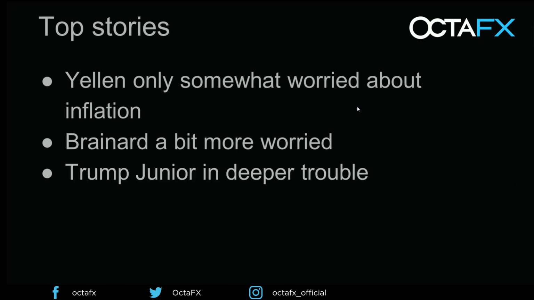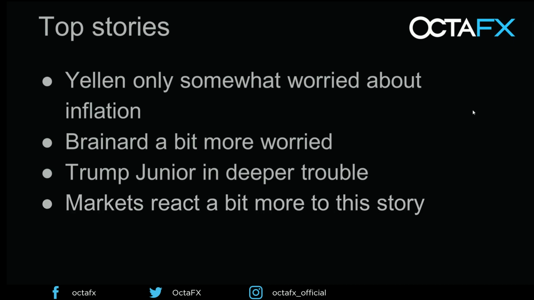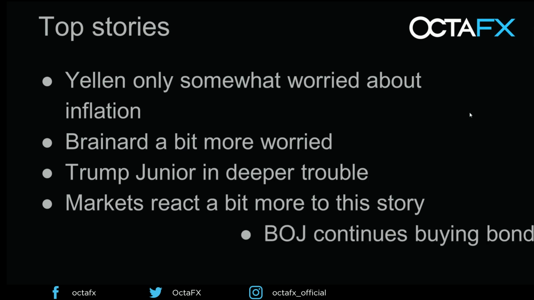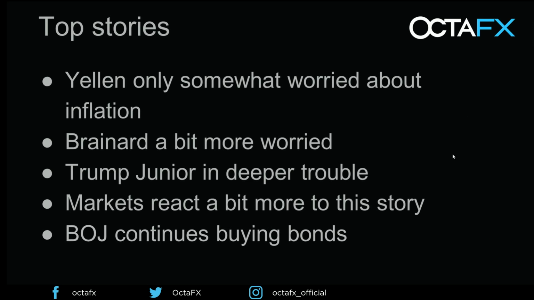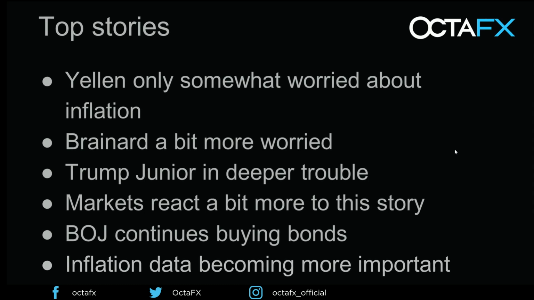Trump Jr., the son of the president, Donald Trump Jr., is in deeper trouble, and this is having some effects on markets. So we know now that he had some ties with Russian officials last year, and suspicion of collusion is now a bit more significant than it used to be. For markets, this means that there is a high risk that the agenda of the president, infrastructure spending and tax cuts, things that markets want, that could trigger higher inflation and a stronger dollar, their chances are now a bit lower. And the Bank of Japan continues buying bonds, but this has less of an effect on the US dollar. Inflation data is becoming more important.